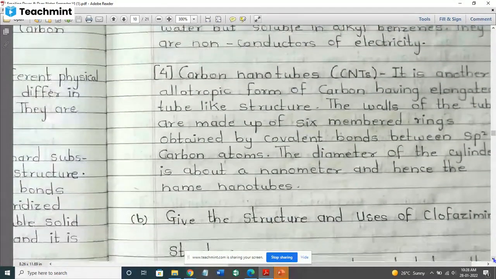Next are carbon nanotubes. This is another allotropic form of carbon having an elongated tube-like structure. The walls of the tube are made up of six-membered rings obtained by covalent bonds between sp2 carbon atoms. The diameter of the cylinder is on the order of nanometers, hence they are called nanotubes.